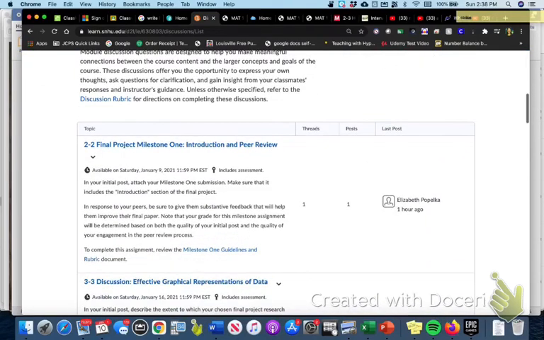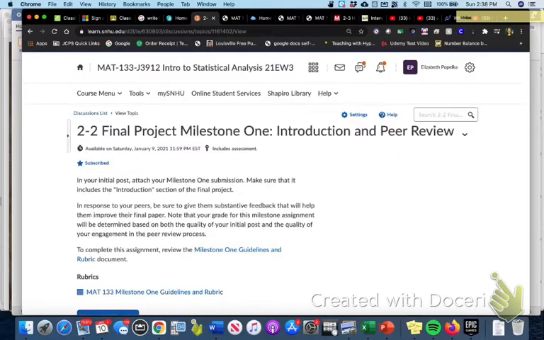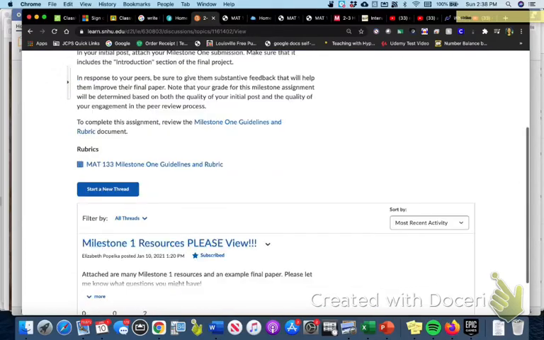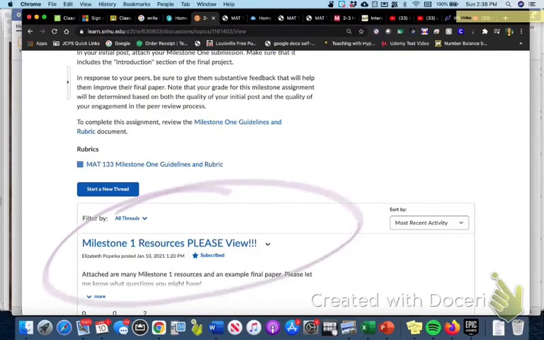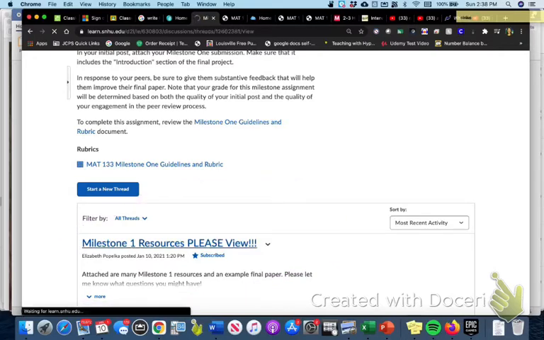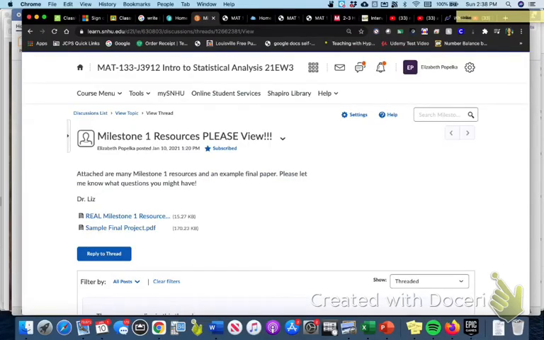and go to the 2-2 final project Milestone 1. Right now, my entry is the only one, so that's why it's at the top of the discussion post, but it might be lower by the time you actually get a chance to go there in case other people have added some things. But look for the one that has my name on it. And when you open it up, you're going to see two things. You're going to see a sample final paper.